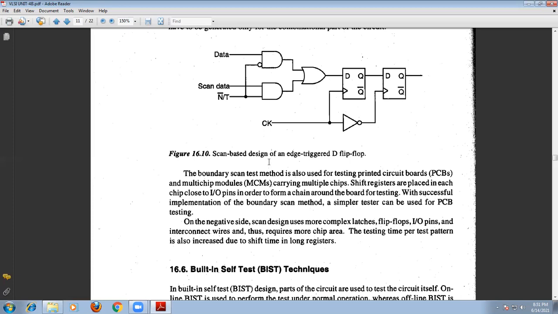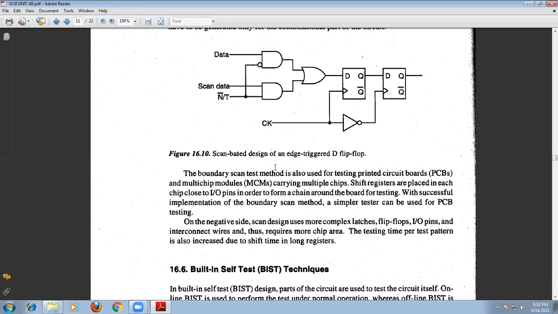Similarly, we have another method, the boundary scan method, which is used in testing the printed circuit board. The boundary scan test method is also used for testing printed circuit boards and multiple chip modules carrying multiple chips.